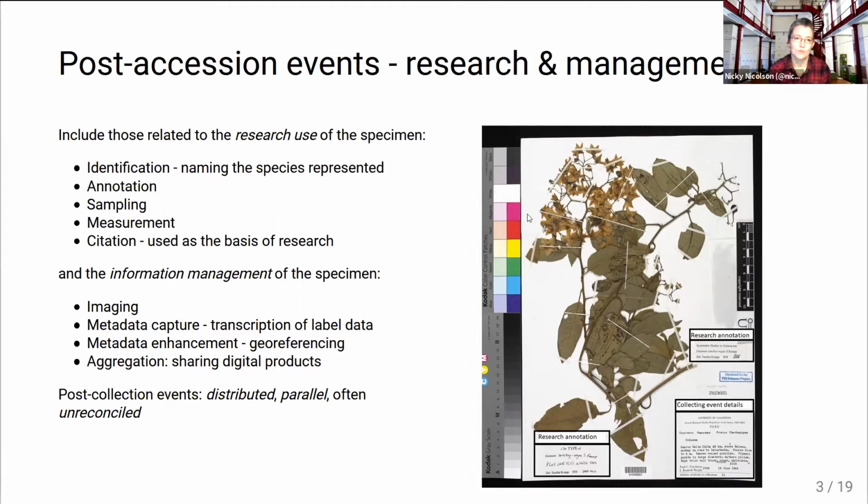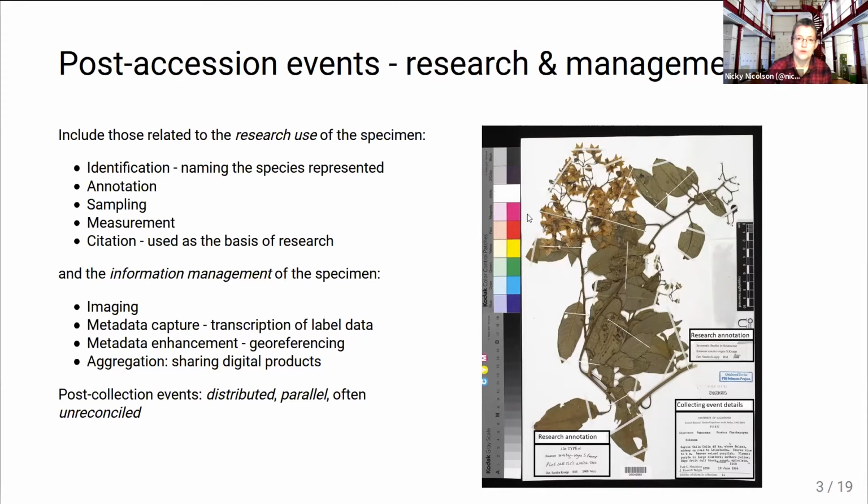And crucially, we're doing these kind of activities in all the different collections across the world. So we're aggregating those data together. We're representing the data in data standards like Darwin Core, and we're sharing them with aggregators like GBIF, as we heard in the previous talk. So these post-collection events, we can characterize them as being distributed, happening in many different places, happening in parallel, and often the results of these are unreconciled.